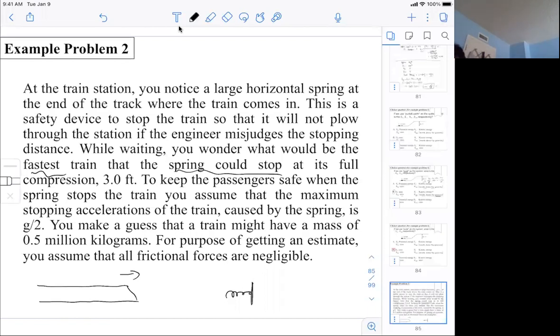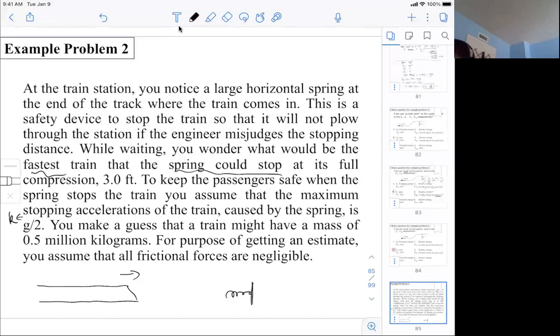To keep the passengers safe, when the train stops, you assume that the maximum stopping acceleration of the train caused by the spring is g/2. So it's telling you the maximum stopping acceleration. That gives you some information about the spring constant, right? You make a guess that the train must have a mass of 0.5 kilograms. For the purpose of getting an estimate, assume all friction is negligible. So you don't think of friction.